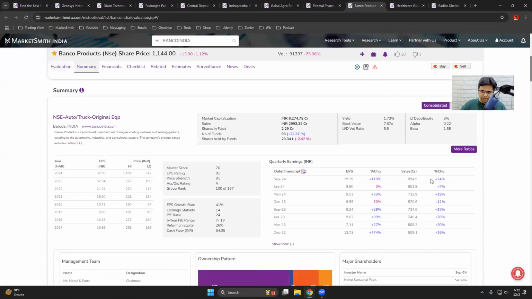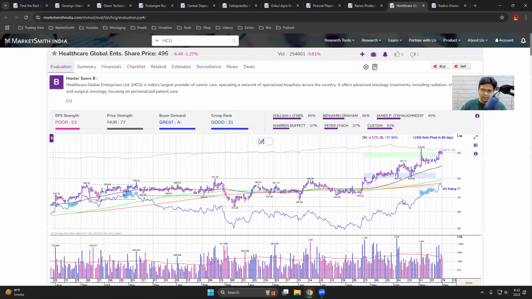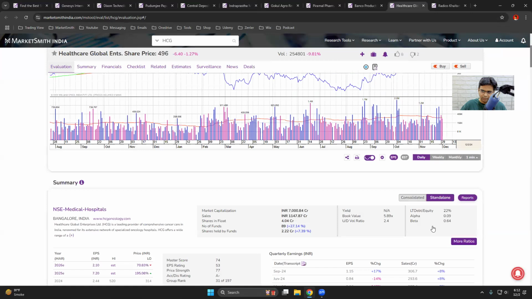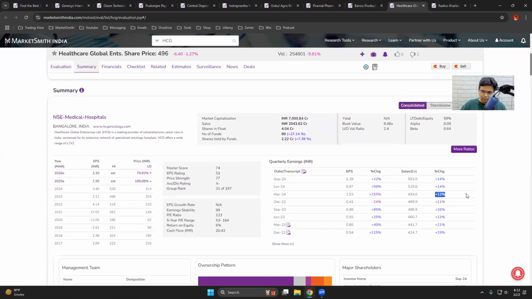Consolidated, see, this number is less than 25%. But see, deceleration from 19 to 7 and again acceleration from 7 to 24. We don't want to see that. We want to see accelerating growth in the latest 3 quarters. Okay. Again, healthcare. Click on consolidated. See 12, 14, 14. That is not accelerating. That is flat sales growth.